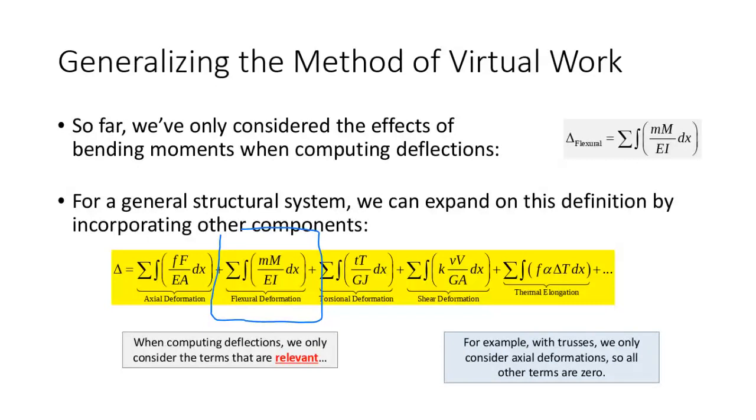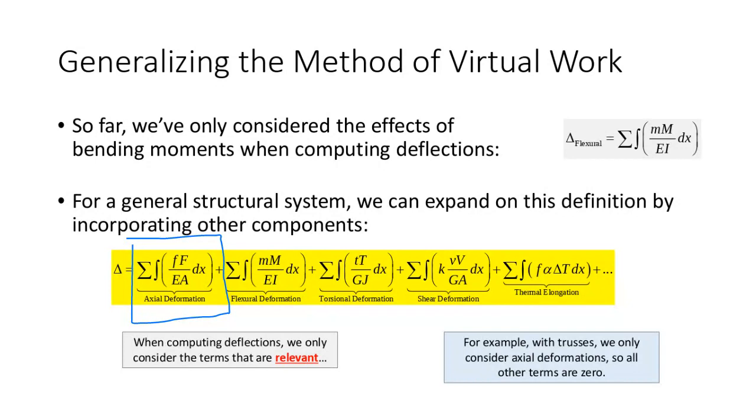For example, when we analyze a truss, we make a certain set of assumptions. One of the assumptions that we make is that trusses only experience axial behavior. So when we did truss deflection, we really only used this term. And in fact, we made it even simpler than that because all the terms in that integral were constant. So we just summed up little f, big F, L's over EA's. So it was just a sum. It wasn't a sum of some integrals.